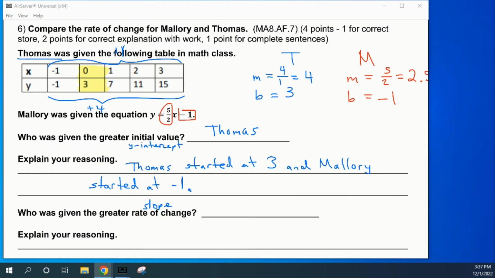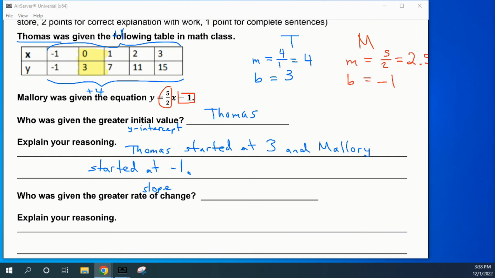Okay, and don't argue with me on this. You might say, well, Thomas started at -1 too. No, this is not where Thomas is starting from. The starting value, or the initial value, is the y-intercept. Okay, by definition, the y-intercept is going to be where x equals 0. So Thomas did not start at -1. Thomas started at 3 because that's where x is 0. Glad we wrapped that up.